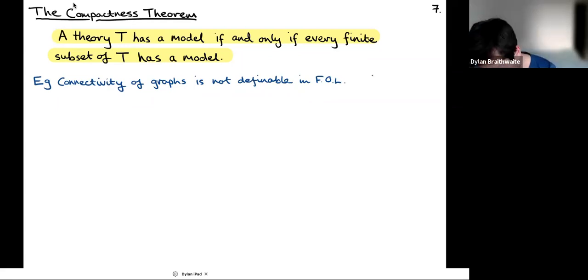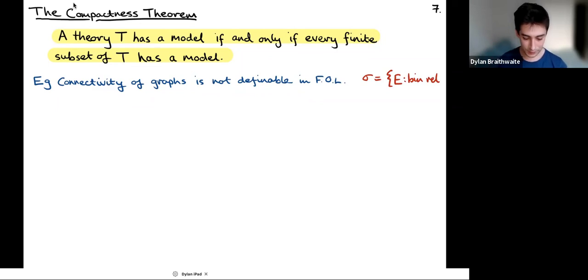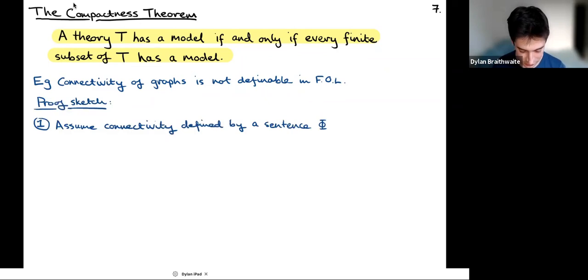The signature for a graph is very simple. It's just one relation, which is the edge relation. The way this works, as I said, is by contradiction. We assume that there is some magical sentence that expresses whether a graph is connected. In case anyone doesn't know, a connected graph is one where for every pair of vertices, there's some path of edges between them. That's what it sounds like.